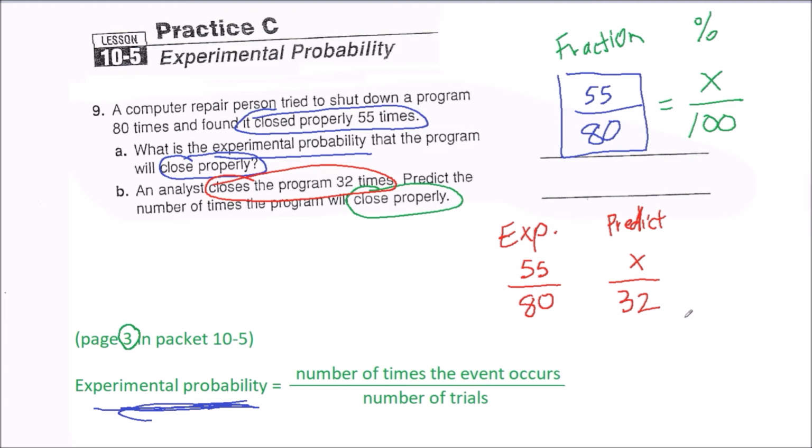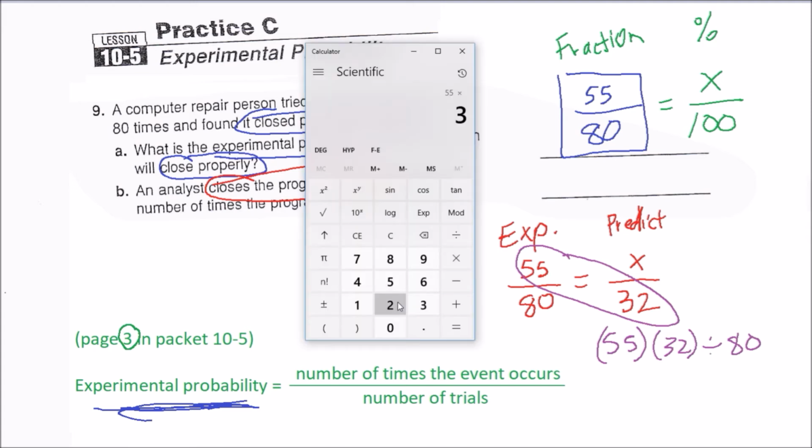So these fractions, we can set them equal to each other, and now we can do our cross multiplication and division. So we can take our 55 times 32 and divide by 80. 55 times 32 divided by 80. Now let's see what the calculator gives us here. Here's my calculator, so I'm going to do 55 times 32 and divide by 80, and it says 22 exactly. I was wondering if we were going to have to round. So it gives us 22, so that's our prediction.